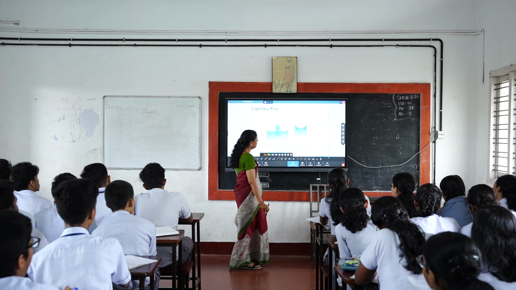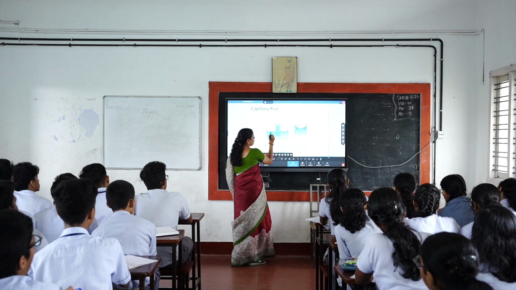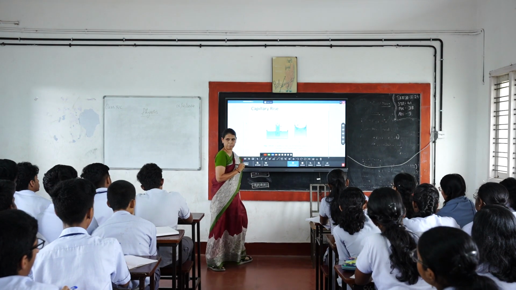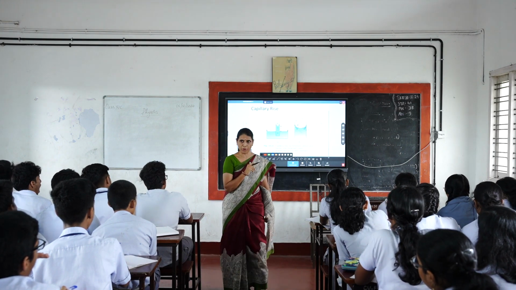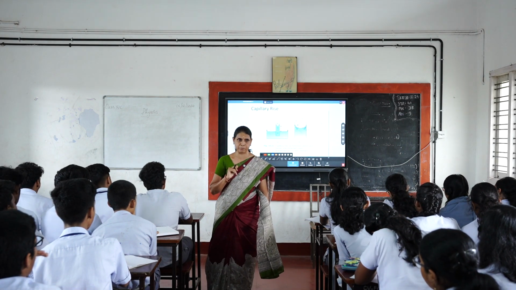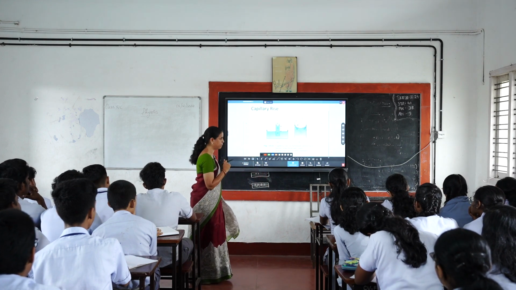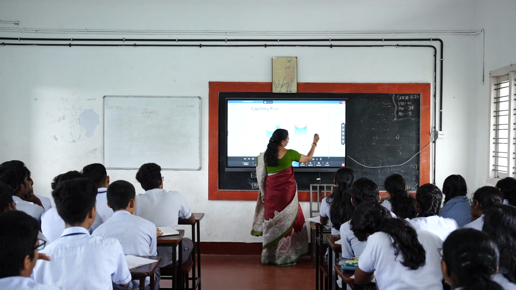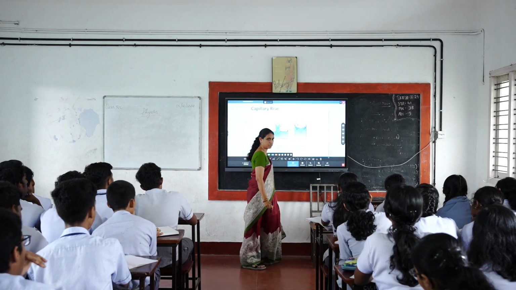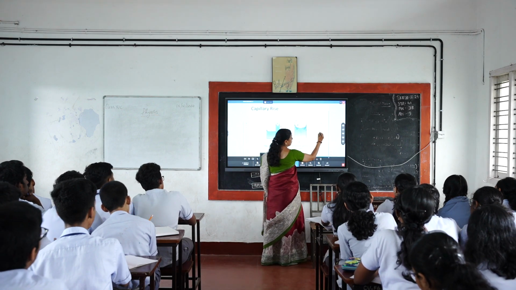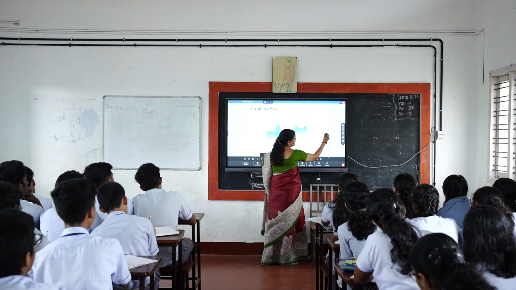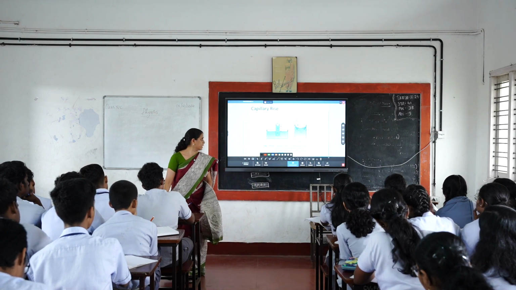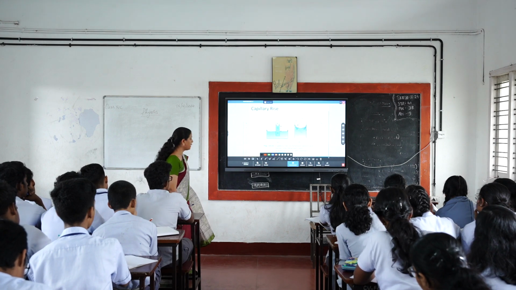Now, the pressure at point A and the pressure at point B will be the same, because they lie at the same height. From here we can write PO is equal to PA minus 2S by r.